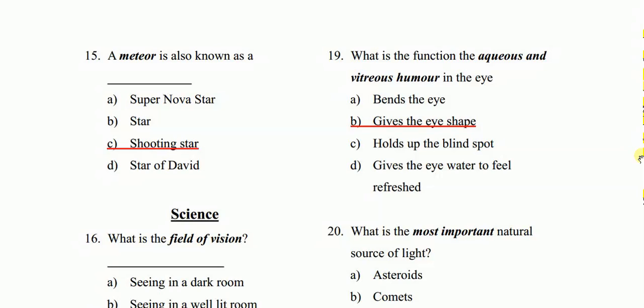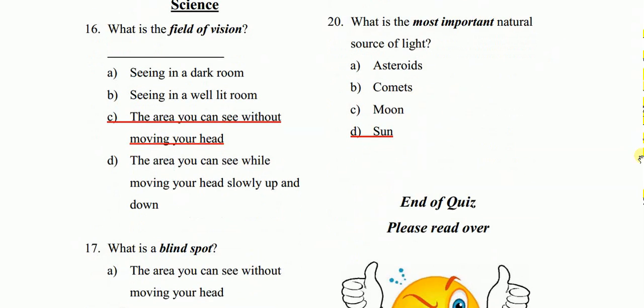We move now to our science section. Number 16, what is the field of vision? So when we hear the term field of vision, what are we talking about really? And the answer would be the area you can see without moving your head.